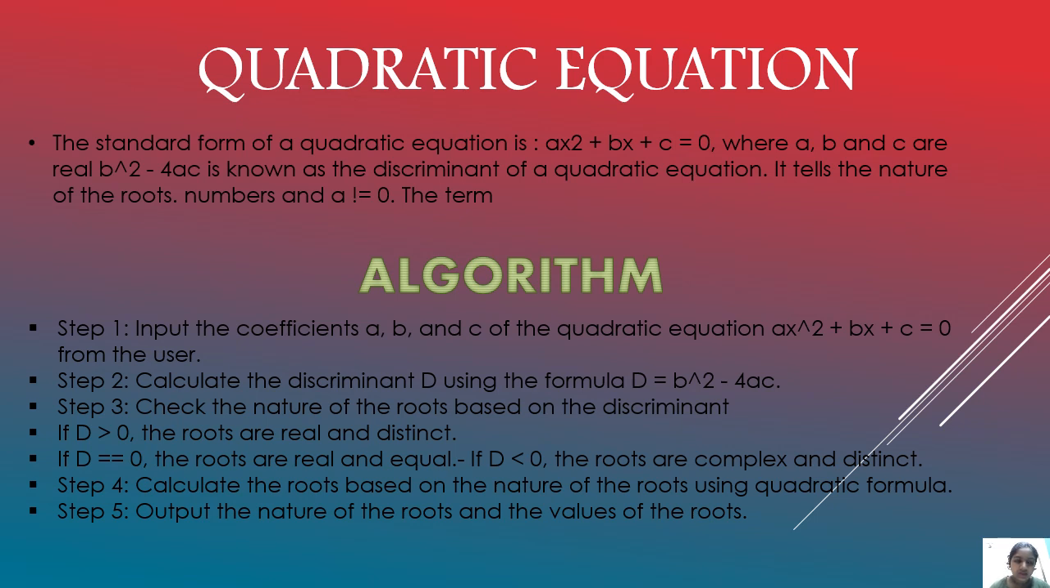Step 3. Check the nature of the roots based on the discriminant. If d is greater than 0, the roots are real and distinct. If d is equal to 0, the roots are real and equal. If d is less than 0, the roots are complex.